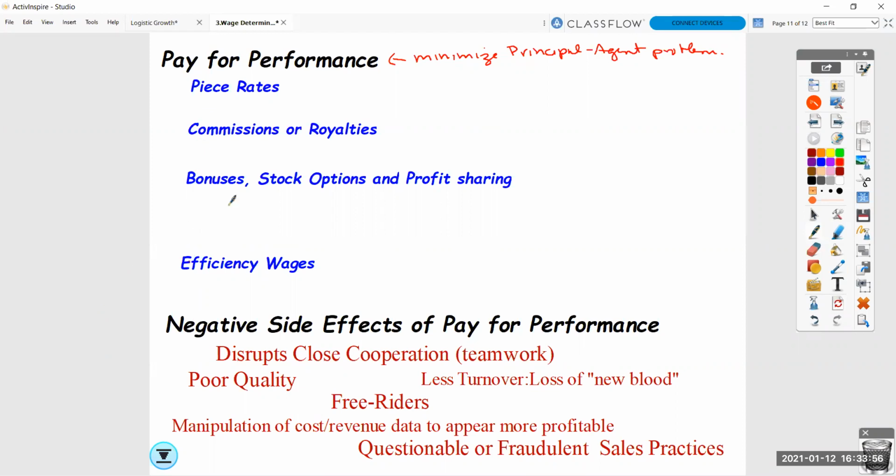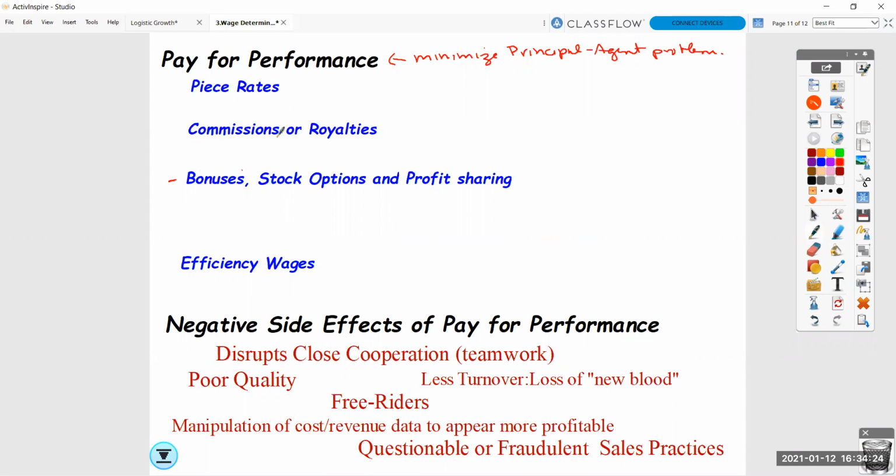So we have 4 types. This one right here kind of gets broken up into 3. We have piece rates. That's where you are going to be paid according to each unit you produce. So the piece rate might be $5 a unit. So if you produce 5, you'll get paid $25. If you produce 100, you'll get paid $500. We have commissions and royalties. These are above your salary that you would get paid.